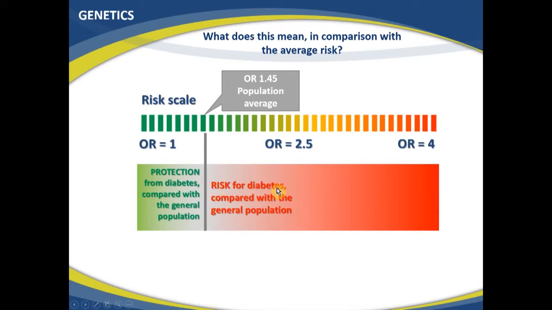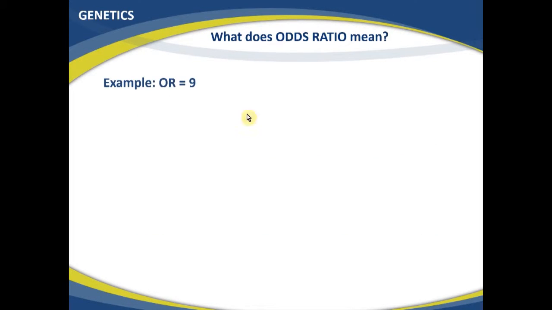However, we also know that if you're on the right here, compared to the general population, you have a higher risk. And if you're on the left, compared to the general population, you have a lower risk. So an odds ratio of 1 is actually lower than that of everybody else. An odds ratio of 2.5 is higher than that of everybody else, because you just look at the average compared.